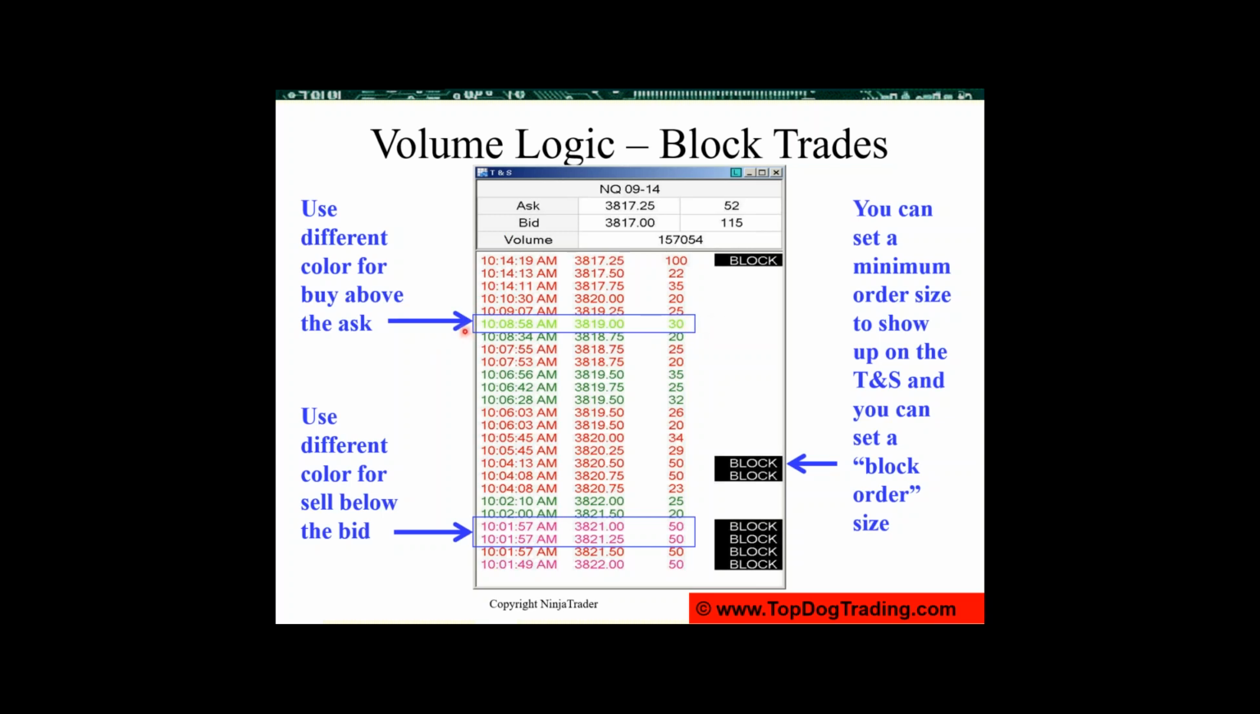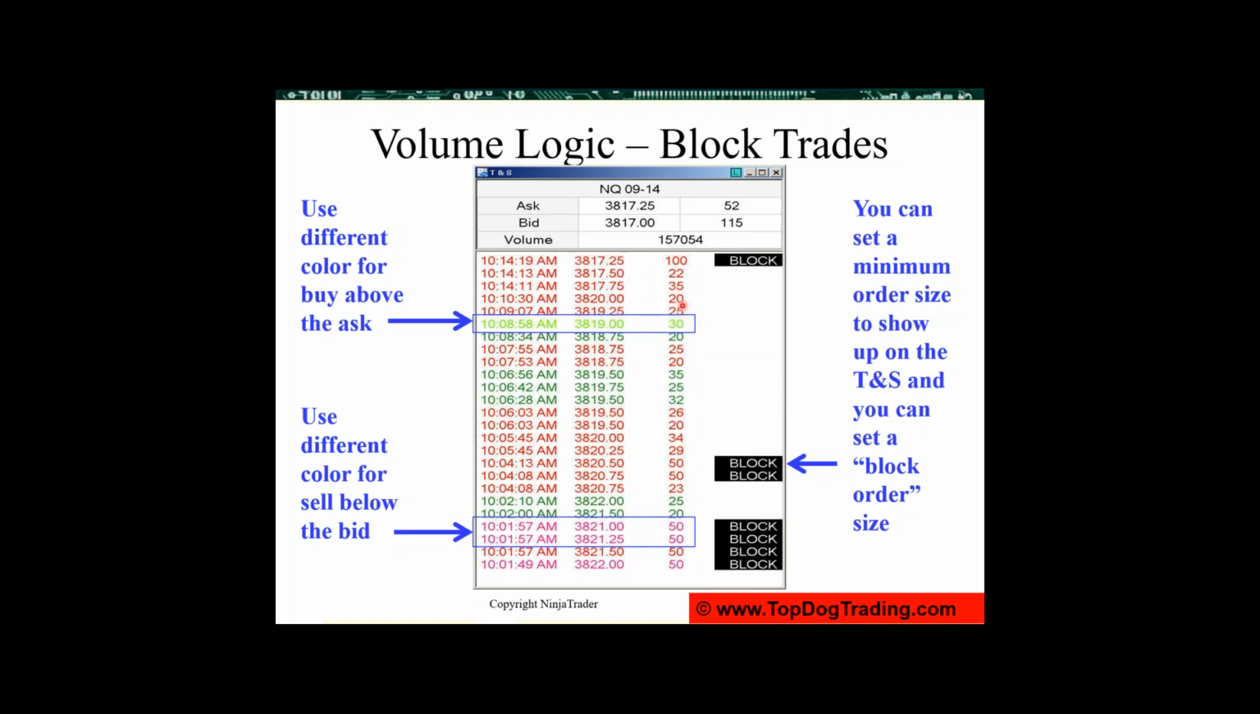So you can actually have it colored differently when they buy above the ask. So instead of just regular green, I've got mine lime green, or they sell below the bid, and so I make it magenta instead of red. It's kind of hard to see that there, but slightly different color. So that shows aggressive buying, aggressive selling. It shows maybe slippage if it's a fast moving market.